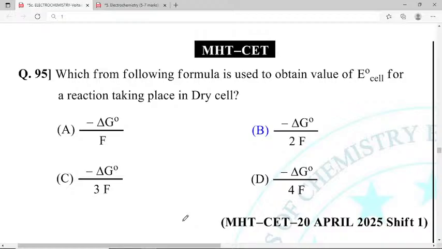Which from the following formula is used to calculate the E naught cell? So this is simply E naught cell equals minus del G divided by 2F, because the dry cell number of electrons is equal to 2.